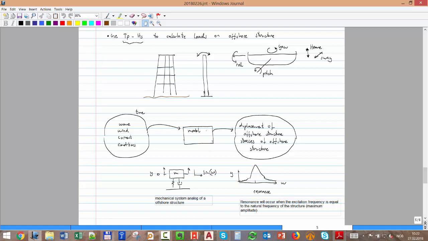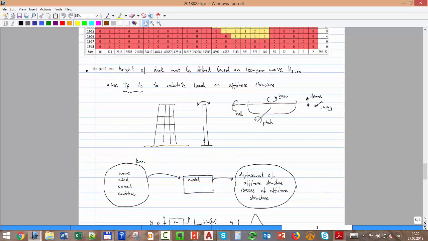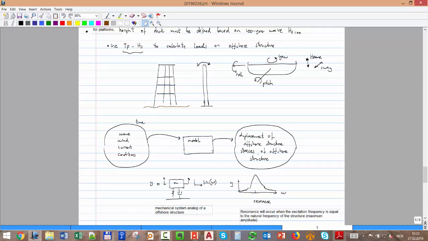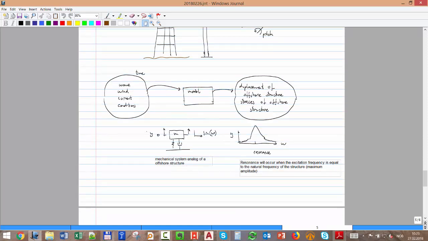But the main intention there is to find first the displacement. What will be the displacement? You see different structures have different displacements that I want to focus on, and then later to find the stresses on the structure. Based on that, you take a decision if your structure will withstand those conditions or not.